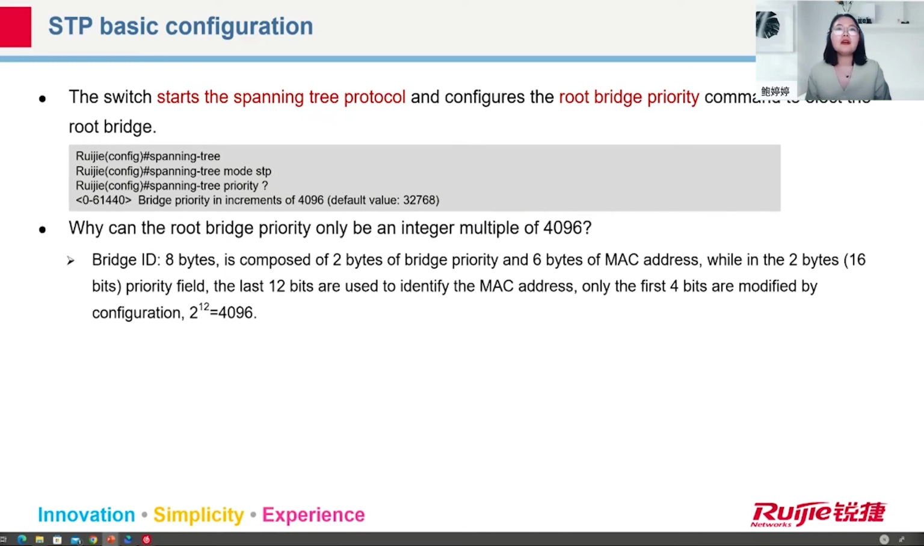Okay. And another one, this is an explanation of why the priority we configure can only be an integer multiple of 4096.